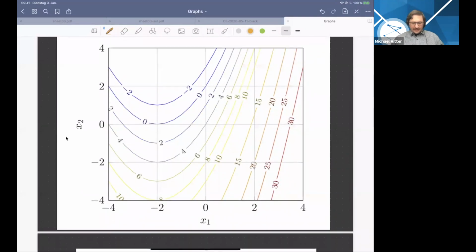Okay, then what we have here in this level set, you can clearly see those are parabolas. So these graphs are parabolas with respect to x1. Here's the x1 axis, so that's parabolas with respect to x1.